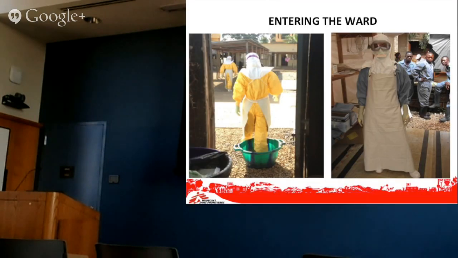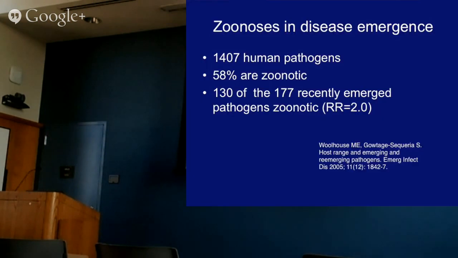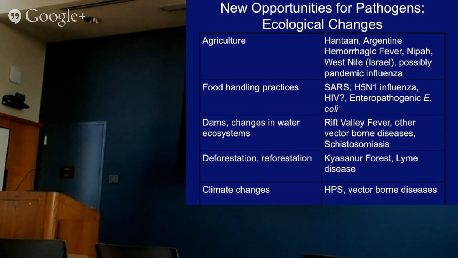So when you go in, there are a lot of rituals, decontamination, and when you leave, there are similar rituals of decontamination. So Ebola is one of many zoonoses, and I called them emerging infections some years ago, and they come from nature. We just do things that allow them.